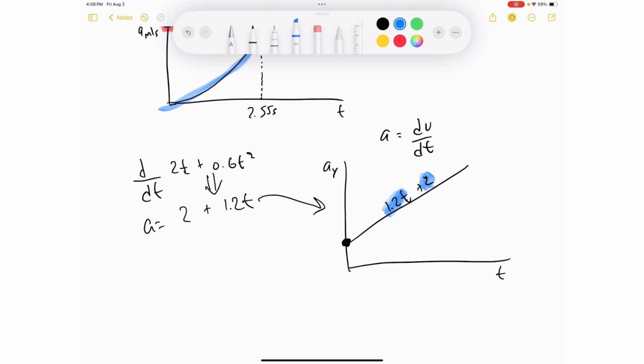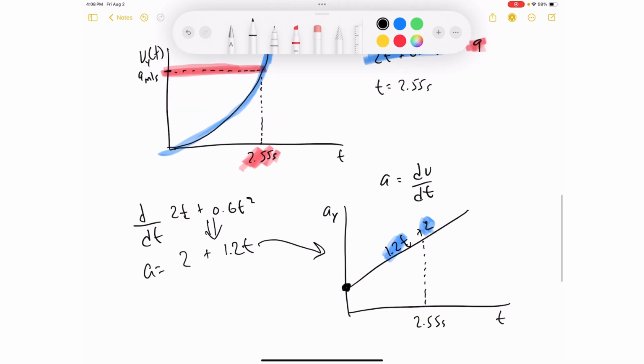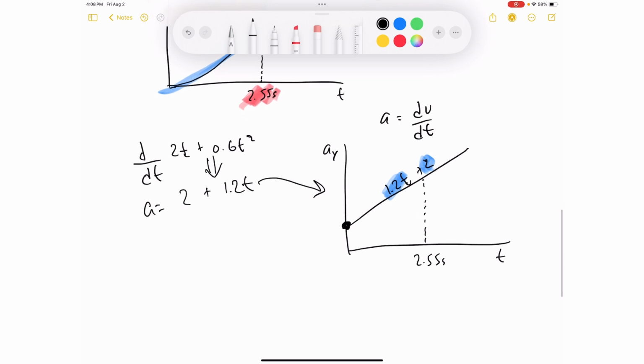Now what I would like to know is what the acceleration is. Remember, because the acceleration is changing, I want to know what it is at 2.55 seconds. So what I can do here is put this down here somewhere, 2.55 seconds, because at 2.55 seconds it has achieved 9 meters per second velocity. Okay, but what's the acceleration at that time? So if I got 2.55, which is what I got from here.